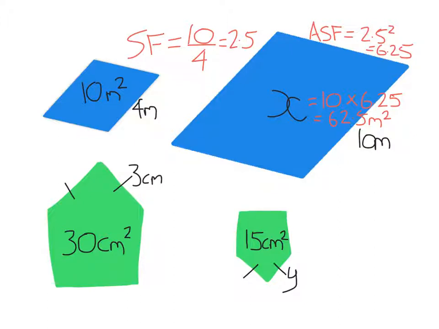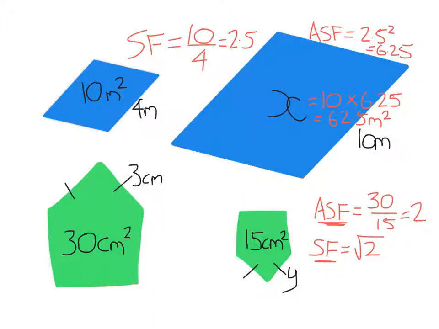So we know that the area scale factor is, now remember we always do larger divided by smaller, so it's 30 over 15, which is 2. So that means the area of the larger shape is double the area of the smaller shape. From that, we can recover the scale factor. The scale factor is just going to be the square root of that, because the area scale factor is the scale factor squared. So that means that the sides in the larger shape are root 2, or like 1.41, times the sides of the smaller shape.